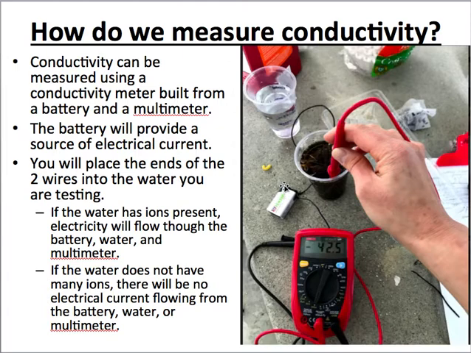This battery, there's going to be a wire attached to one end, which is going to go in the water. And the other end of the battery is going to be attached to the multimeter here. And then the other wire is going to go into the other side of the water. Now, if this water has ions, which are floating charges, the water is going to conduct electricity, and the electrons are going to flow from the battery through the water through the other wire, and you're going to see some numbers on this multimeter.